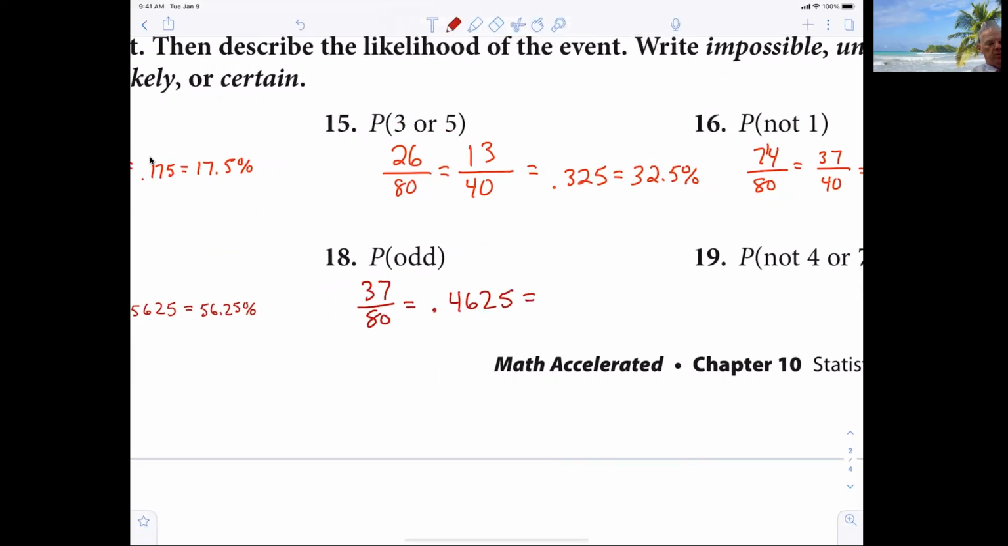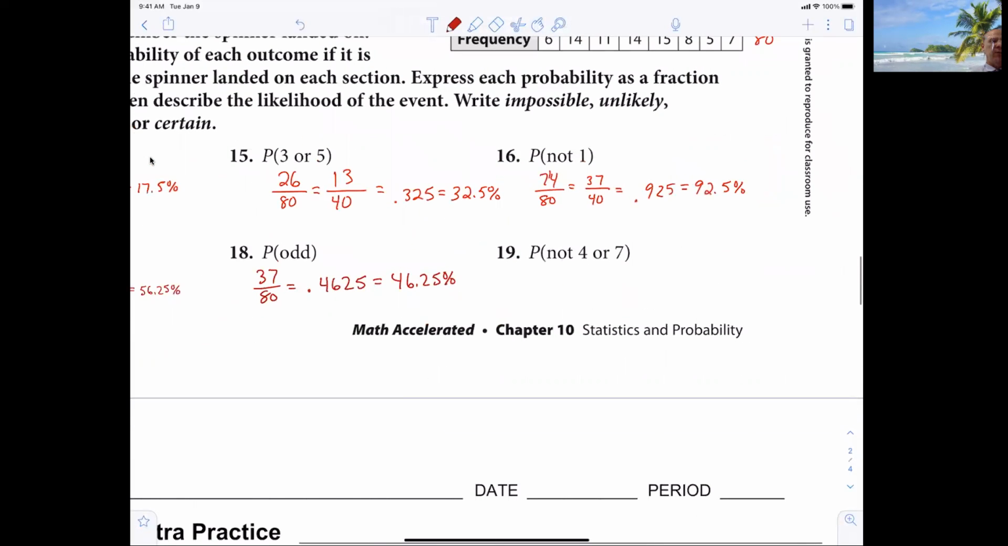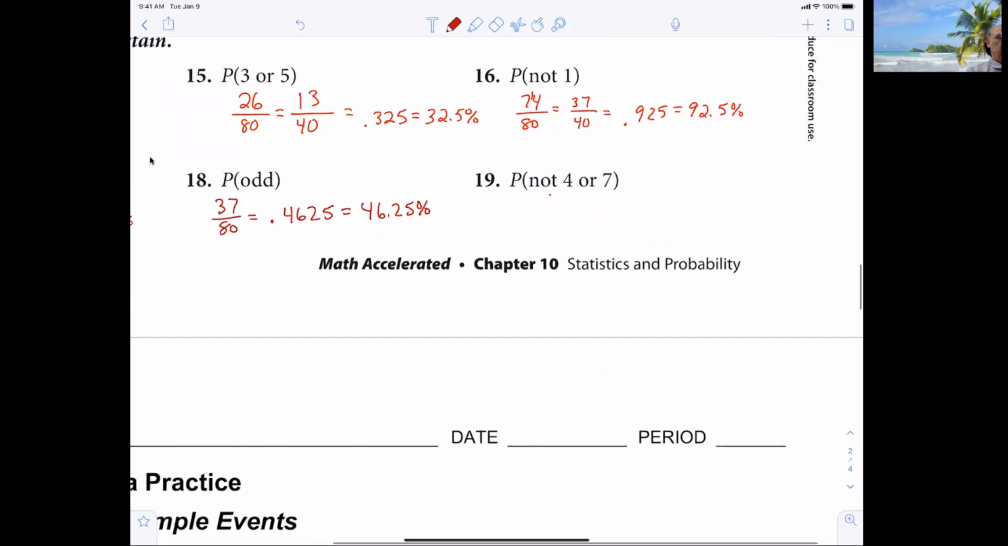Which is what percentage? Yes. All right, I'm happy. All right, 19, go. What's the probability of not a 4 or a 7? Now, because you're brilliant, all right, how am I going to do this quickly? You're going to subtract 19. That's right. Yeah, 61 over 80.